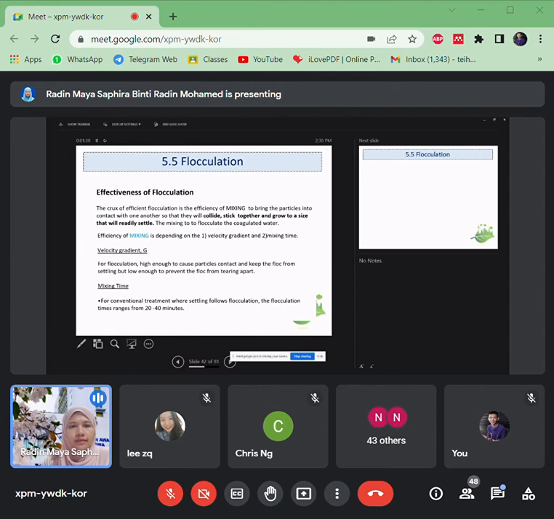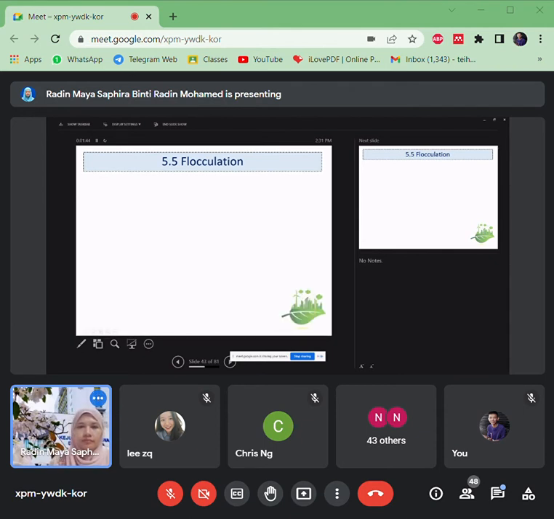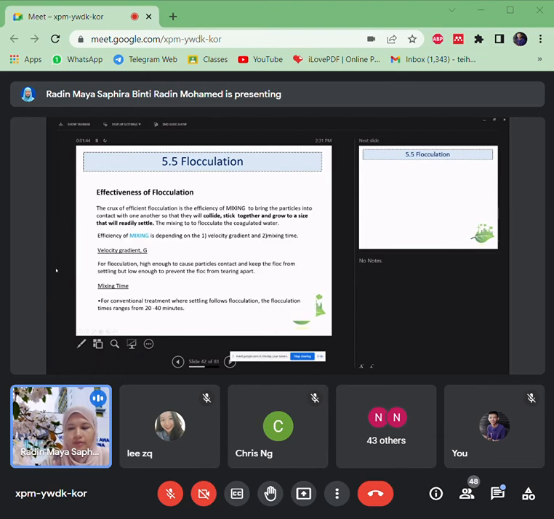Then this is in order for us to know the effectiveness of the flocculation. We can calculate the efficiency of the mixing, right? And then it depends on the velocity gradient. Saya tukar laptop ni, that's why I'm not really familiar with this one.